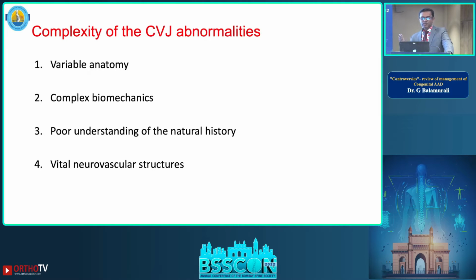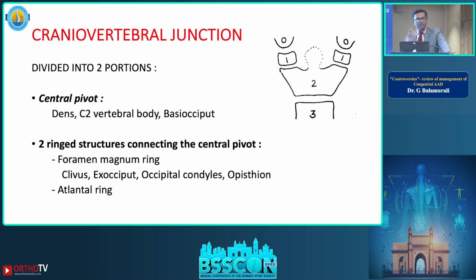So it's a very, as Umesh said, very complex abnormality in the CV junction. There's a variable anatomy, complex biomechanics, a poor understanding of the natural history, and also there are so many vital structures around this. So we need to understand a little bit of the embryology and the development in order to understand why you choose a certain specific way.